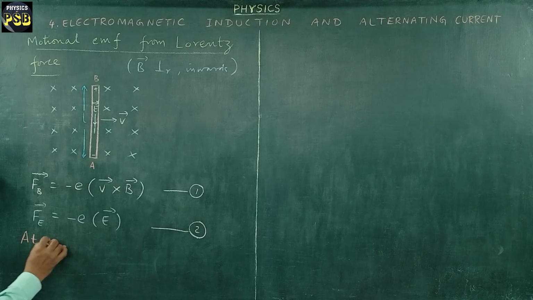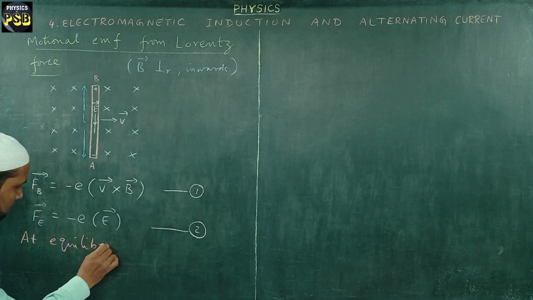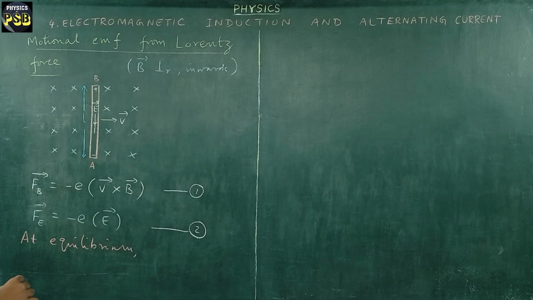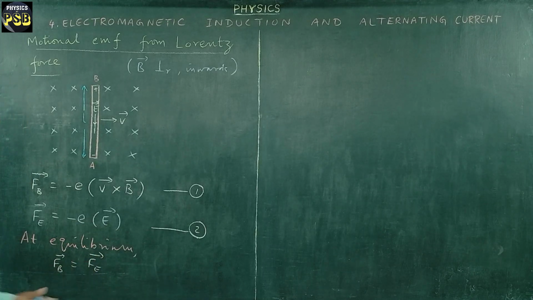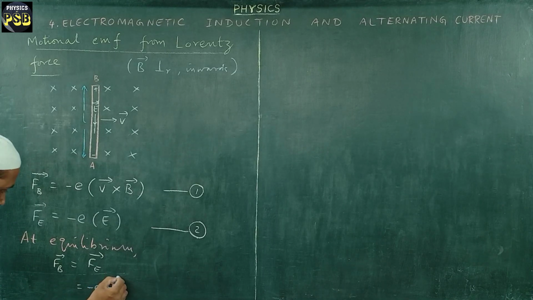Now, what happens at equilibrium? At equilibrium, the magnetic Lorentz force will become equal to the electric force. If it is so, I am going to substitute their values from equations 1 and 2. So we get minus e times the cross product of V vector and B vector equals minus e times E vector.